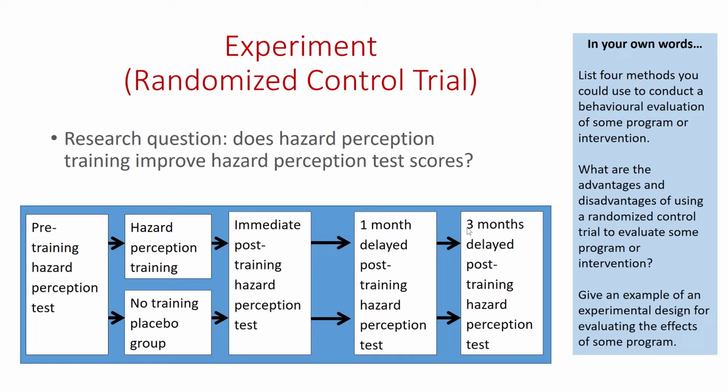What are the advantages and disadvantages of using a randomized control trial to evaluate some program or intervention? The advantage is that we can establish causality. That is, we can be sure that if there's any benefit shown in the data, then that benefit is due to the program or intervention.